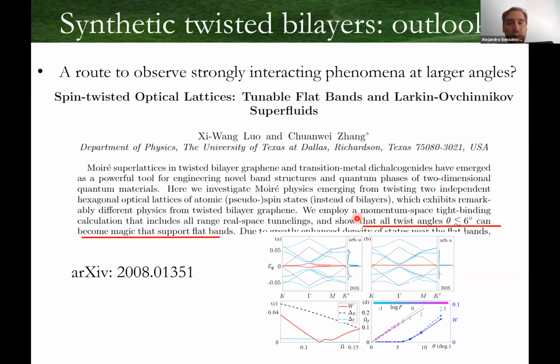And they found that if you do the calculations for small angles and take into account longer range hoppings, you see that at all twist angles below 6 degrees, the system can become magic, in the sense that there is a critical interlayer versus intralayer hopping where the bands become flat. There is a narrow flat band in the middle. So that's one of the motivations that we had to study these systems.